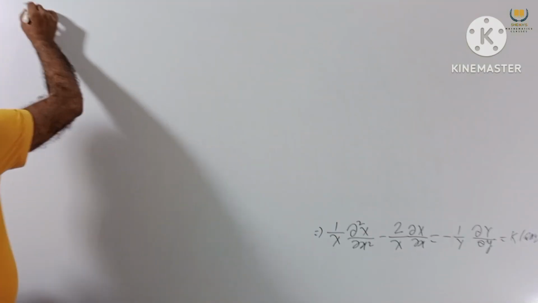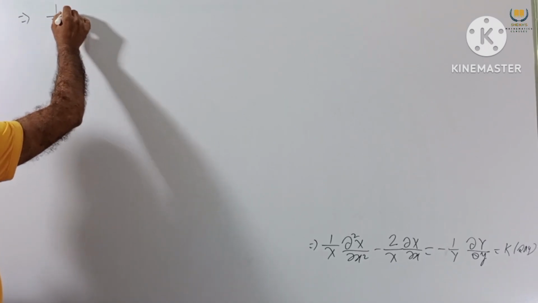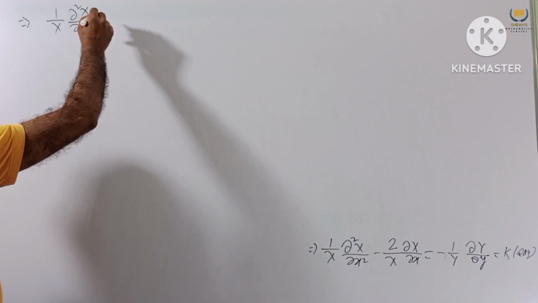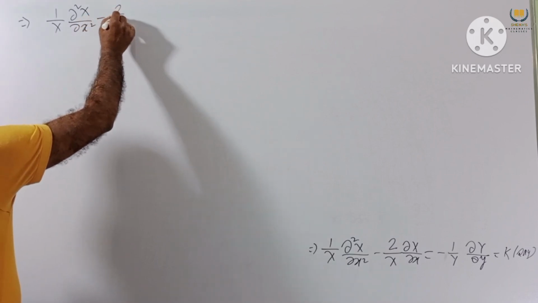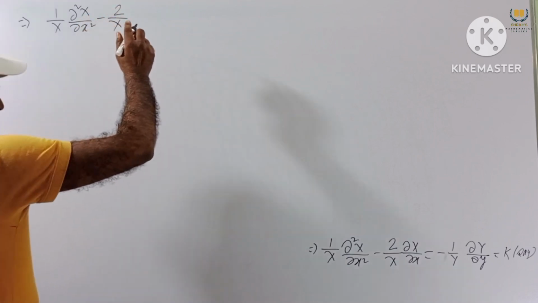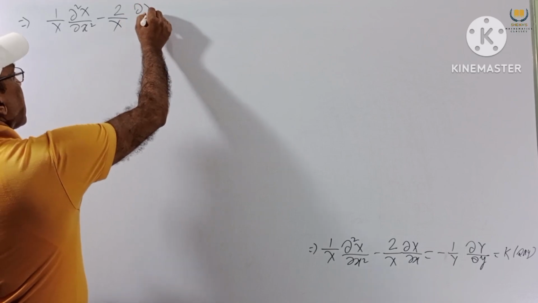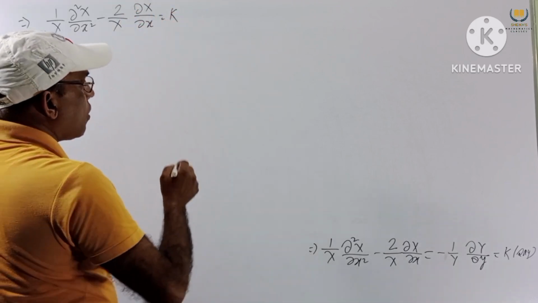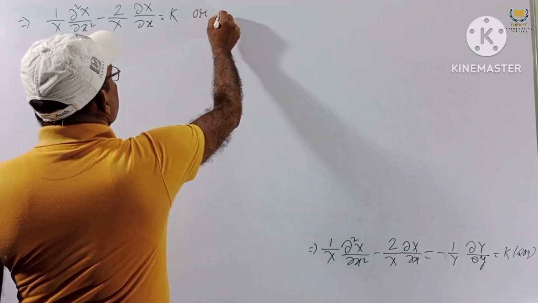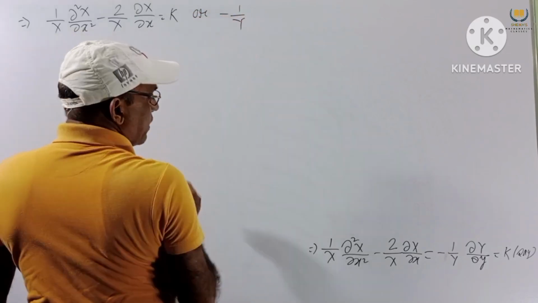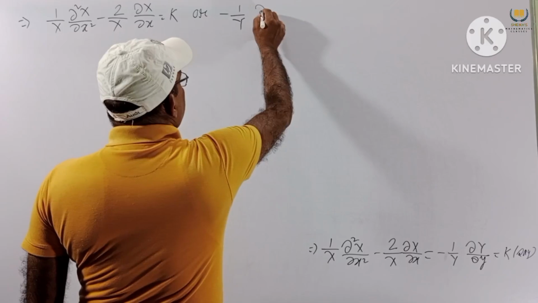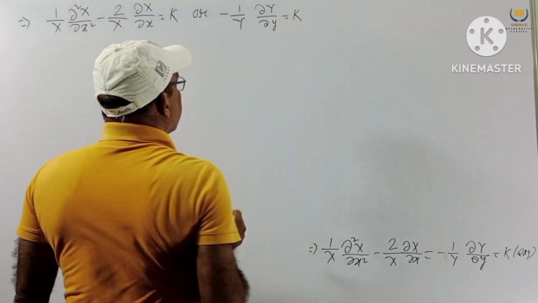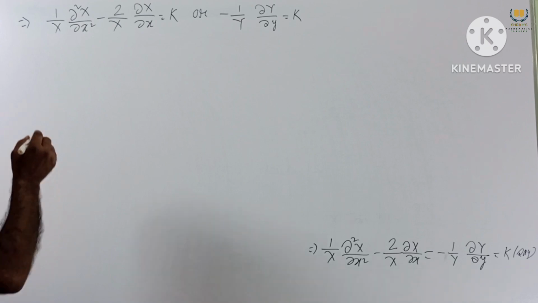So we get (1/x) ∂²x/∂x² − (2/x) ∂x/∂x = k, or −(1/y) ∂y/∂y = k. We get this.